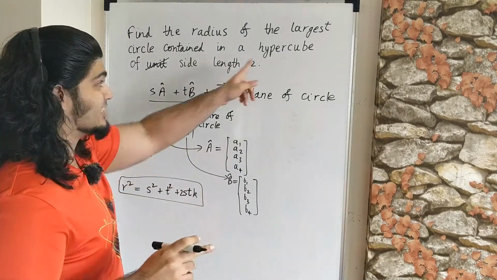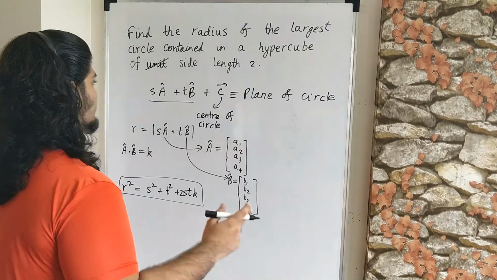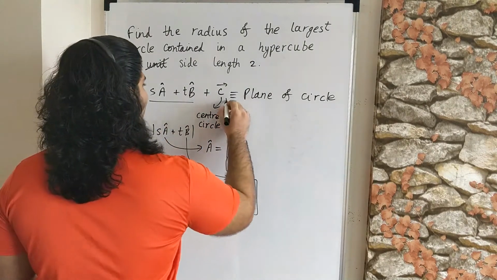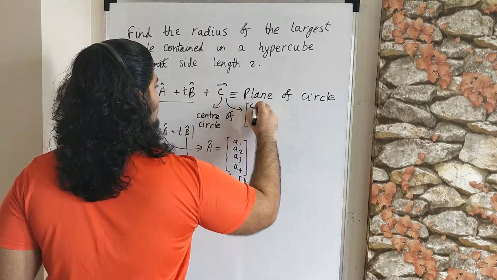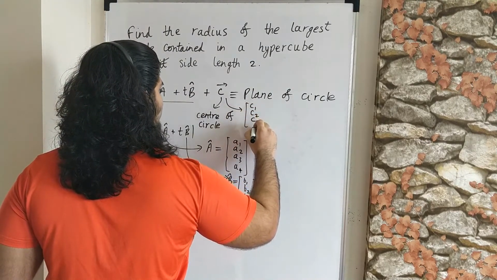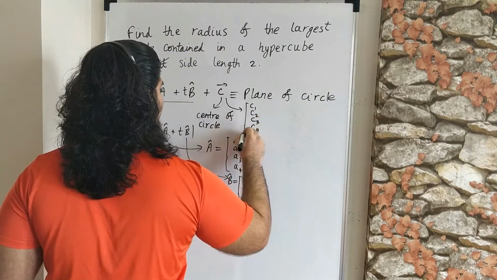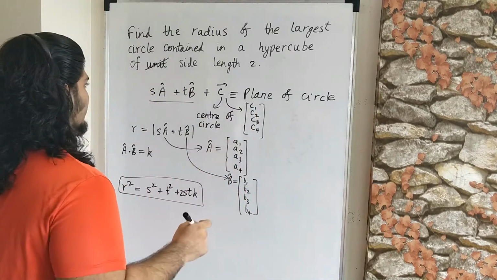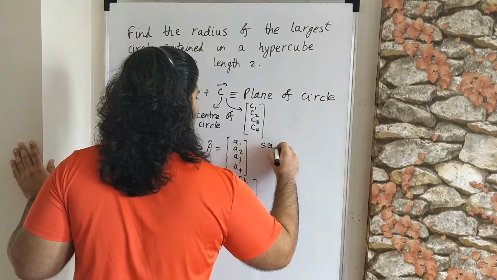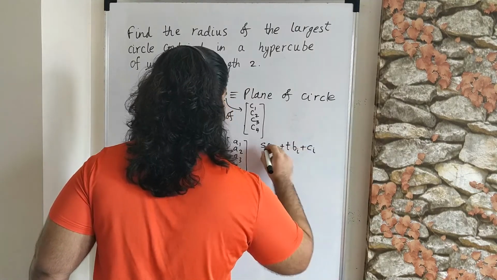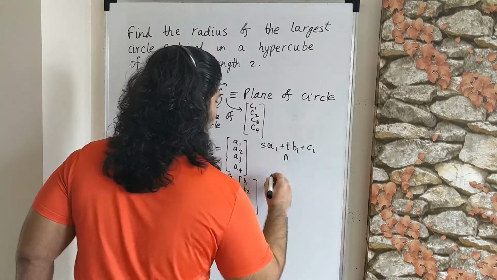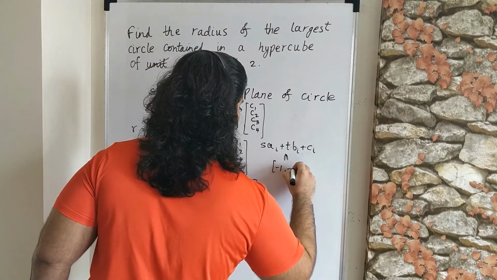And since it's inside the hypercube, we can put one more condition on it, and that is that if we let the c vector be c1, c2, c3, c4, then that means that s a_i plus t b_i plus c_i is an element of [-1, 1].